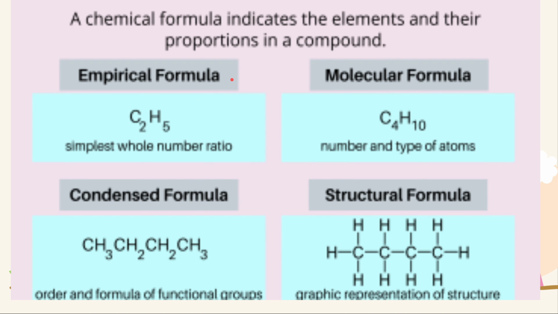Now, a chemical formula indicates the elements and their proportions in the compound. What that is simply saying is that every chemical formula tells you the amount of atoms of each element present in the compound. The four types that we have looked at are empirical formula, molecular formula, condensed, and structural. Remember that empirical formula is the simplest whole number ratio of atoms in the compound. Molecular formula tells you the exact number of atoms in the compound. The structural formula is a diagram representation of the atoms being bonded to each other. Then condensed formula gives you an idea of the single and the double bonds without including the dashes present.